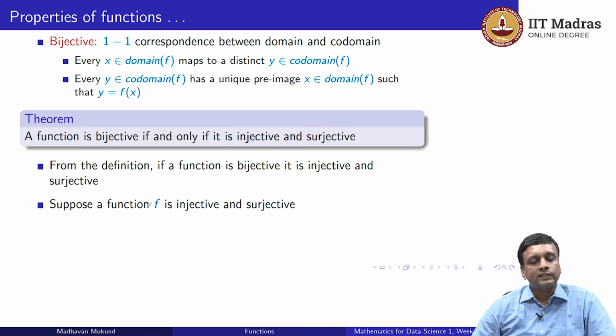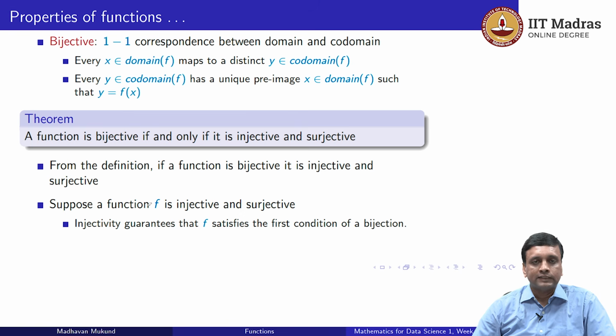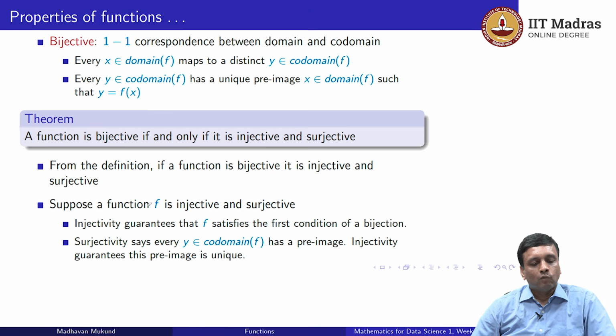Supposing a function is injective and surjective, we have to show that it is bijective. For this, we first have to guarantee that every x maps to a unique y, but this is guaranteed because the function is injective. Injectivity says that if I have two inputs x1 and x2 which are not the same, f of x1 is not equal to f of x2. So this is fine. What about surjectivity?